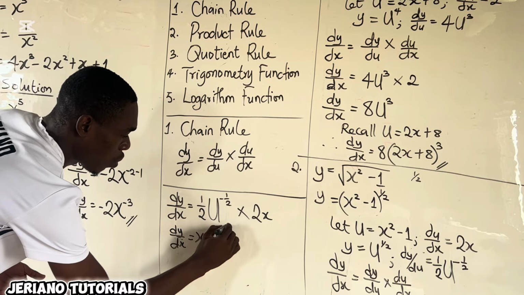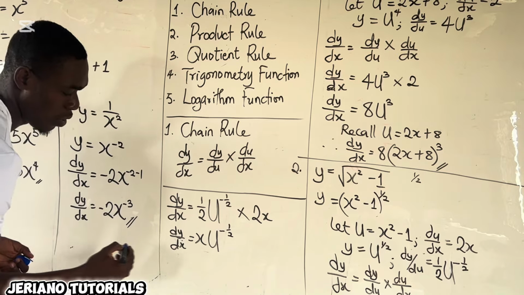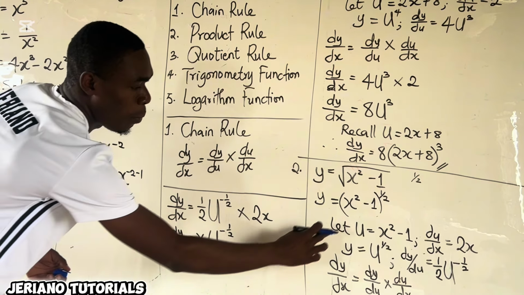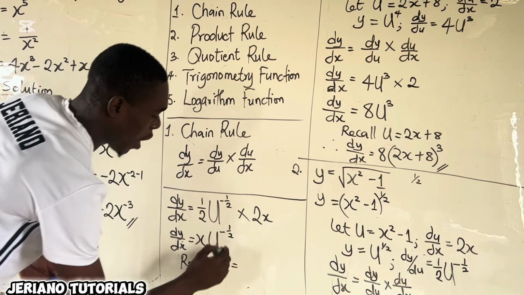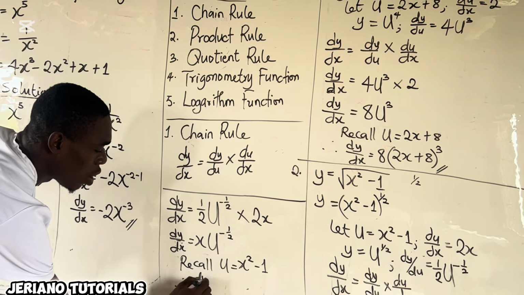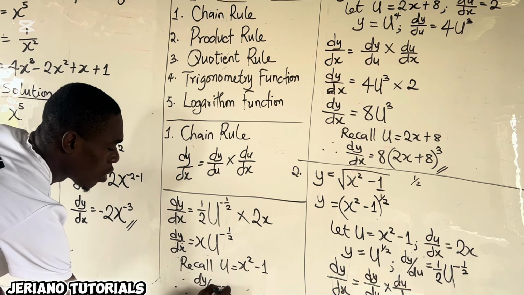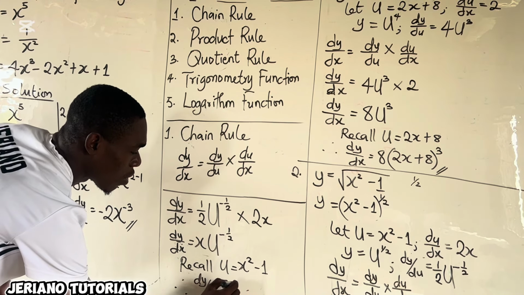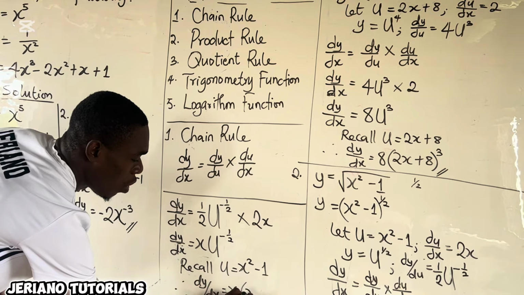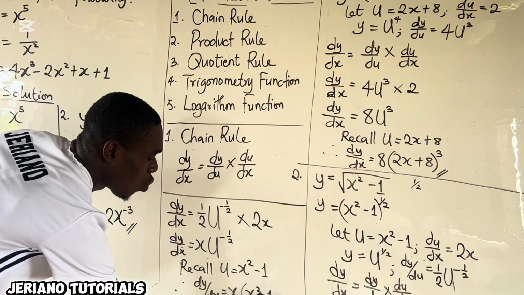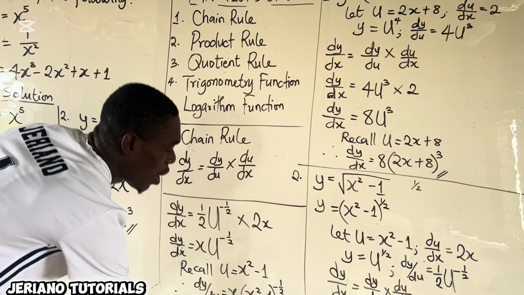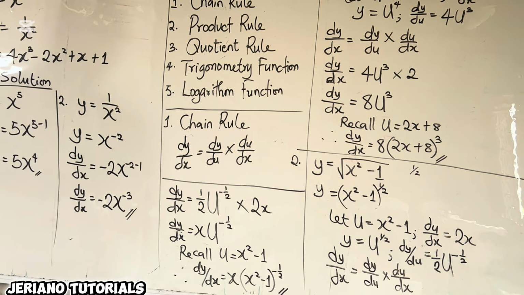x times u raised to the power of minus half. Recall, u was formerly x squared minus 1. Therefore, dy/dx becomes x times the bracket of x squared minus 1 raised to the power of minus half. And that is our final answer.